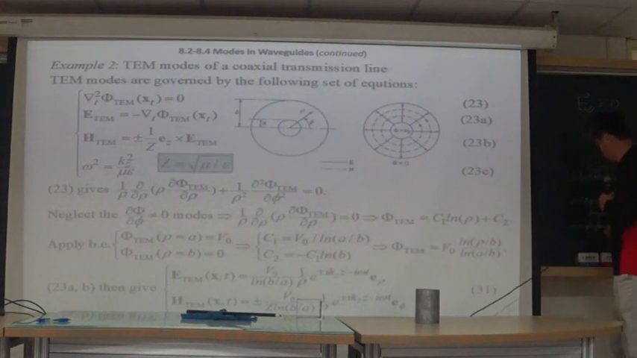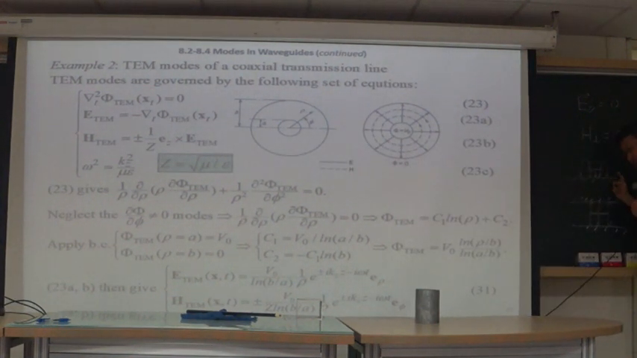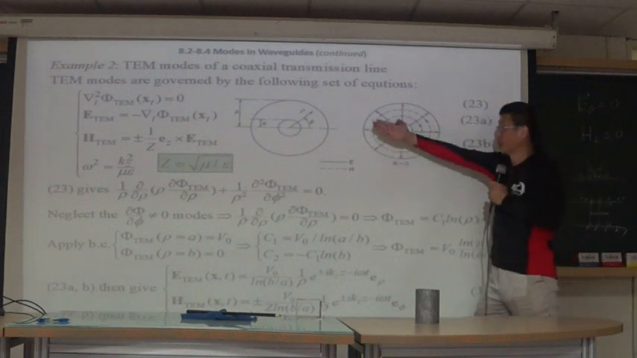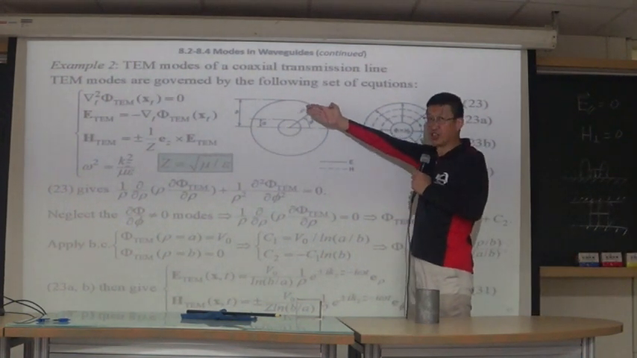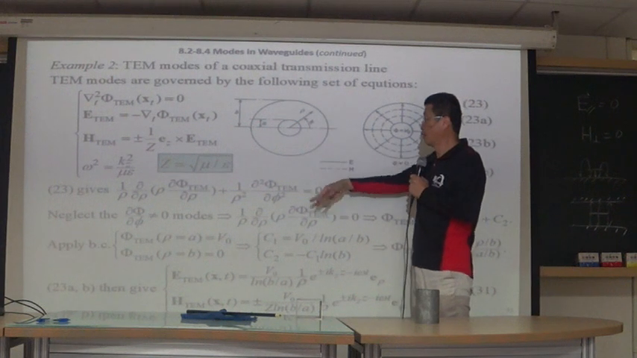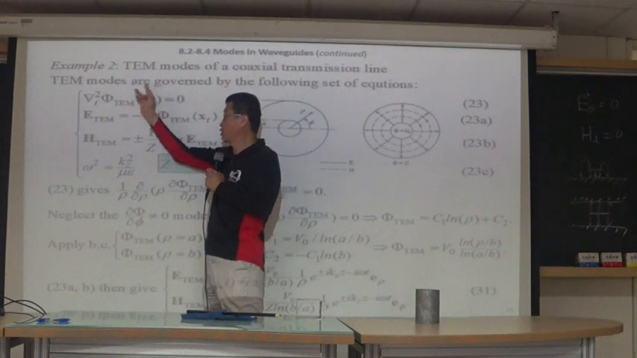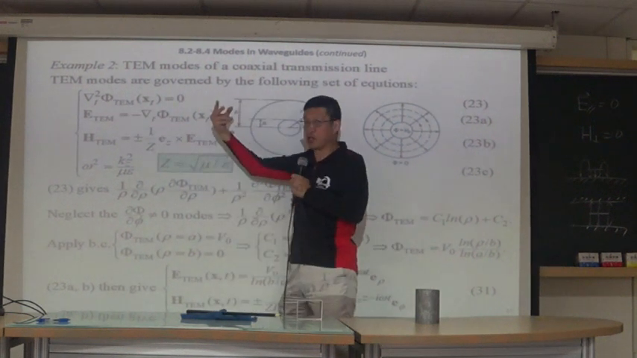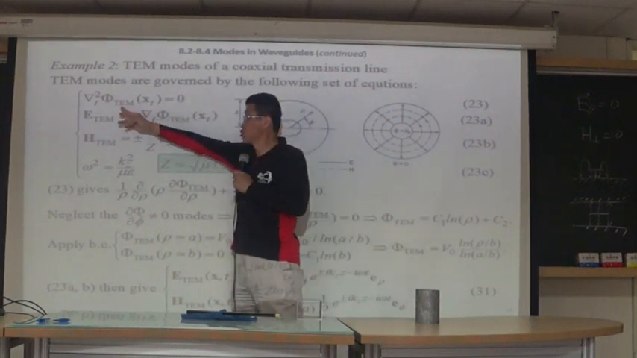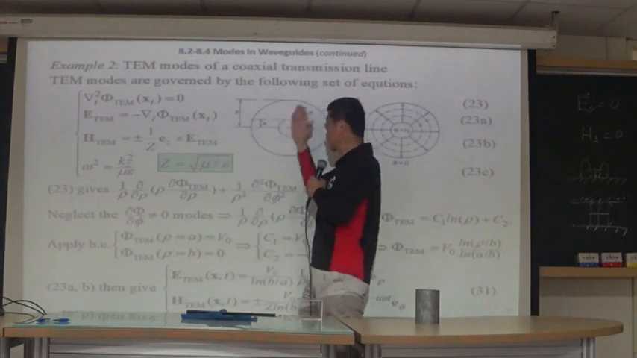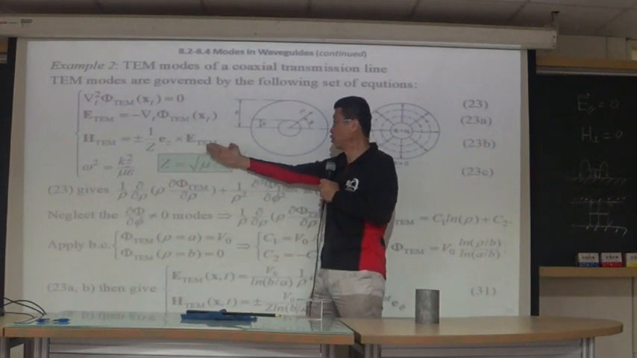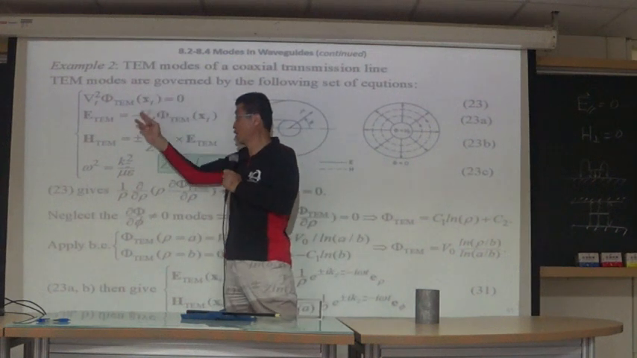Actually, this is a TEM mode. This one is not exactly TEM, it's quasi-TEM. This is the ideal case, TEM mode. So for TEM mode, we will go back to here. We reduce to two dimensions, the transverse component. So we just consider the cross-sectional view only, the transverse component.